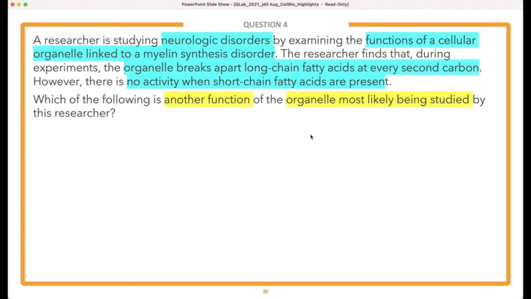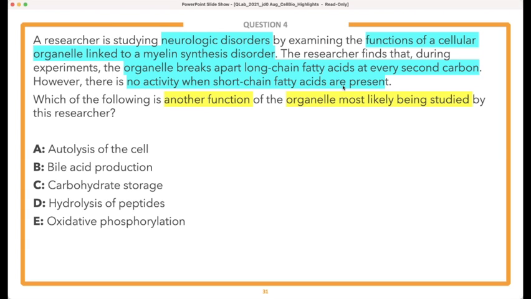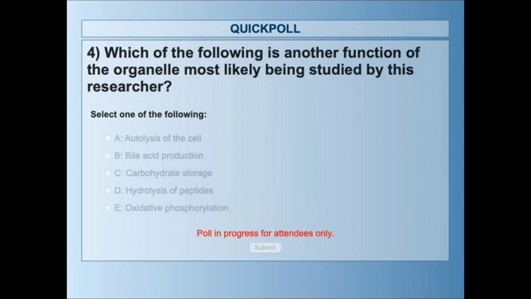So let's go ahead and take a look at those answer choices. And once again, we are going to start at the bottom and work our way up to the top. Answer choice E, oxidative phosphorylation. D, hydrolysis of peptides. C, carbohydrate storage. B, bile acid production. And A, autolysis of the cell. So we're going to go ahead and open up that poll. Select the answer choice you think is the best answer. We'll talk about it in just a few seconds.